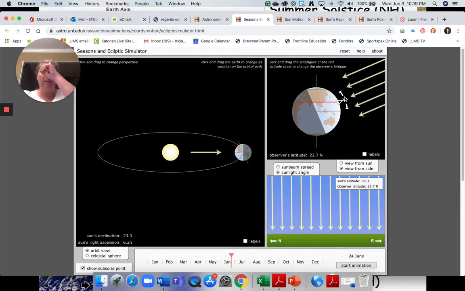Remember what the zenith is? It is the point directly above you, okay? How do I know that? Because the rays of the sun are perpendicular. So these are the rays of the sun, and that's the Earth's surface. The rays of the sun are perpendicular to Earth's surface. They're making a 90-degree angle.